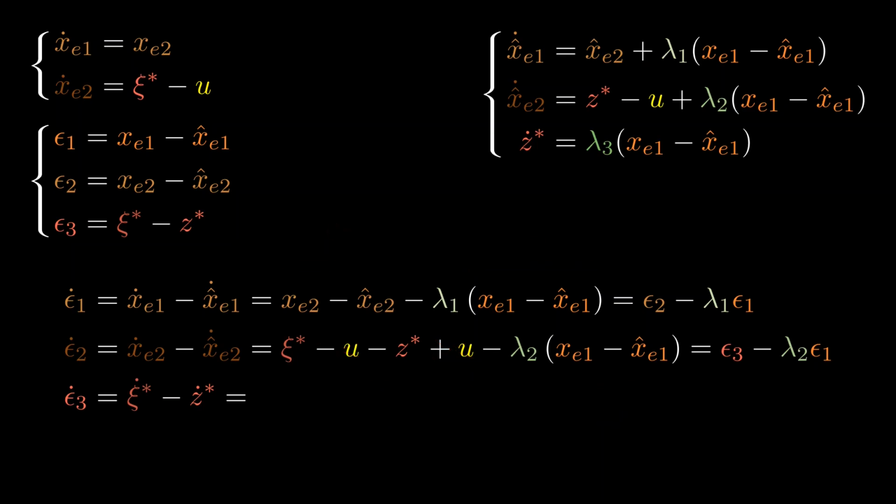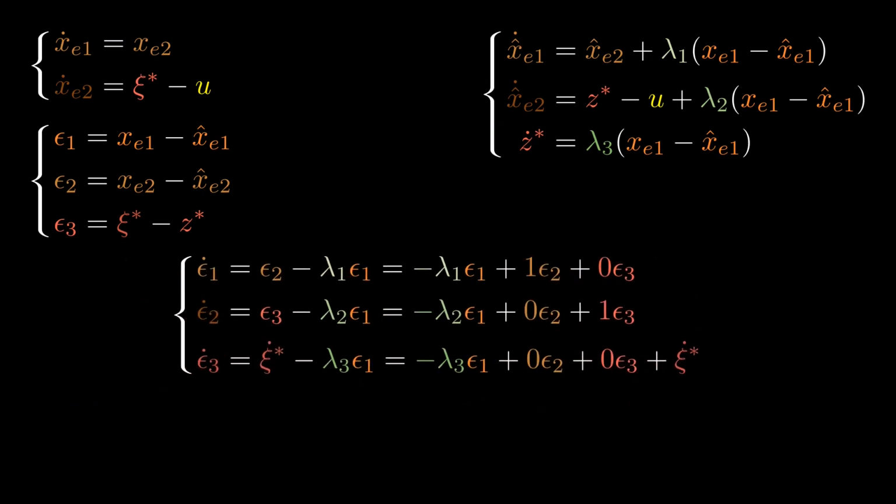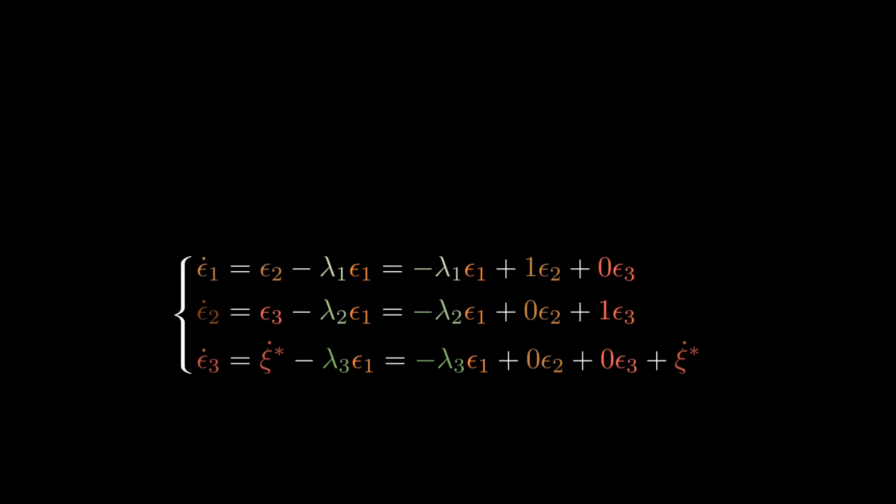Epsilon3 dot is a little bit different. We don't know the total disturbance psi star and its derivative, so we leave it as it is. However, z star dot is defined by the observer dynamics and we can proceed as usual. Now we have 3 equations that describe the dynamics of the estimation error variables. You can now see them cleaned up and prepared to be rewritten in the matrix form.